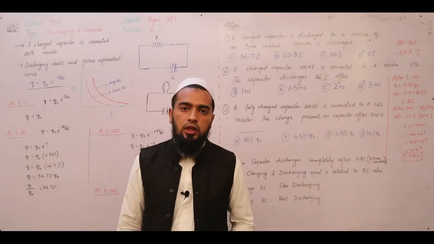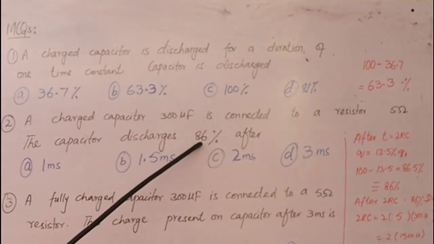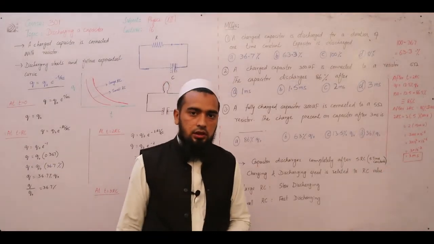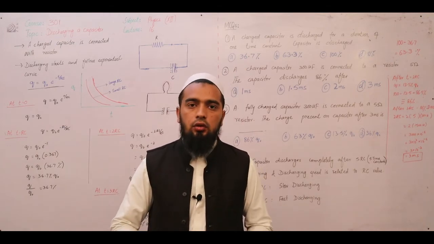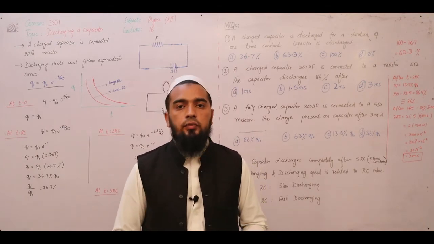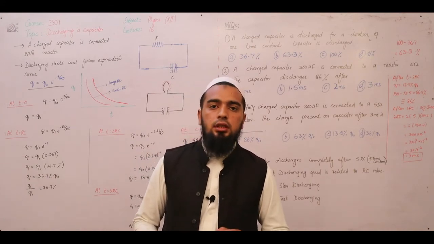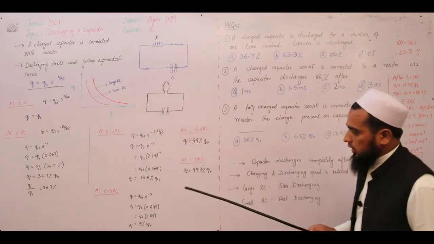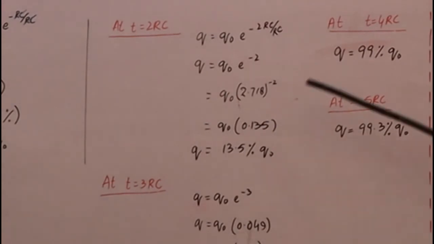Remember this thing: the capacitor is discharged 63.3% after 1 time constant. The capacitor is discharged 86% or 86.5% after 2 time constants. And also we have studied it, or you can find it from the previous study, that the capacitor discharges up to 95%. Let's see it here. After 3 time constants, we have 5% charge. So 95%. The capacitor discharges 95% after 3 time constants.